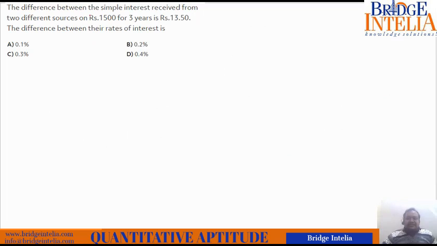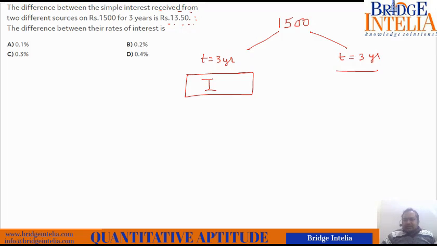The difference between the simple interests received from two different sources on rupees 1500, that means rupees 1500 was deposited in two different sources for 3 years. So time is 3 years in both the cases. In both the cases time is 3 years, but there is a difference of 13.50. That means suppose here the interest earned is I. So here the total interest earned is 13.50 more.